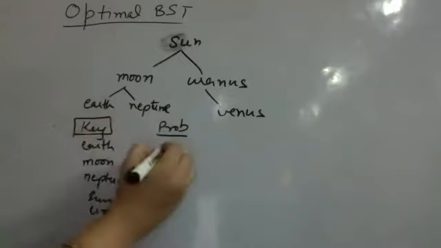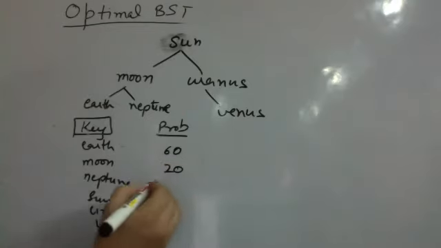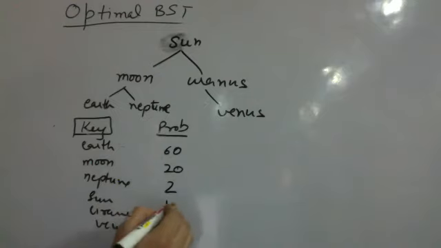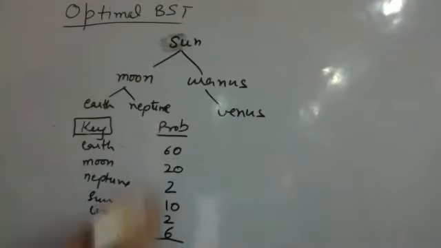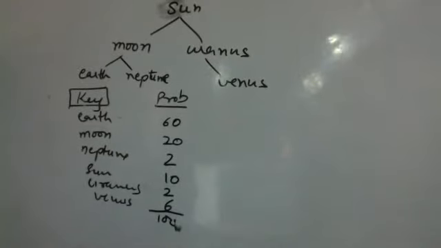Supposedly Earth was searched 60 times, Moon was searched, say very high again, 20 times. Neptune was searched only 2 times. Sun was searched 10 times. Uranus was searched again only 2 times. And supposedly Venus was searched 6 times. So the total here will come out to be 100.